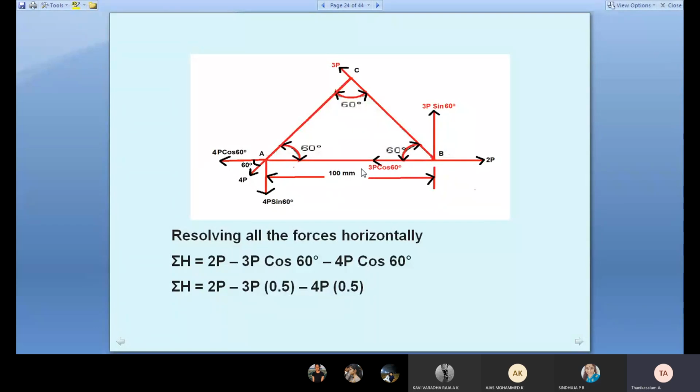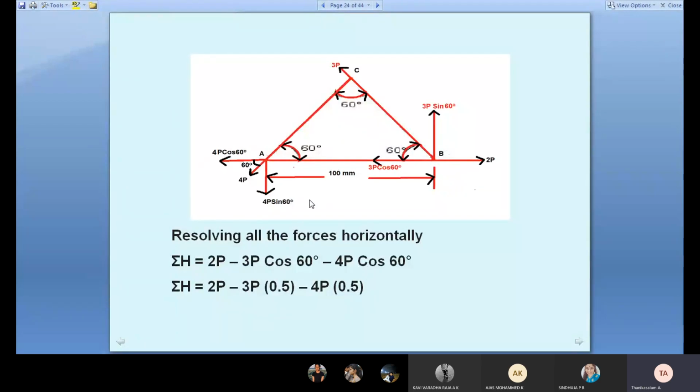The 3P cos 60 goes to point A, and the 2P is also on the horizontal line, the same line of action. Towards point A, it does not give moment. So 2P is horizontal, but its line of action goes through A, so 2P does not give moment. 3P cos 60 does not give moment because it goes to point A. Similarly, 4P sin 60 and 4P cos 60, because they act at point A.